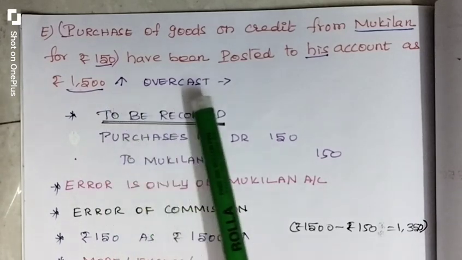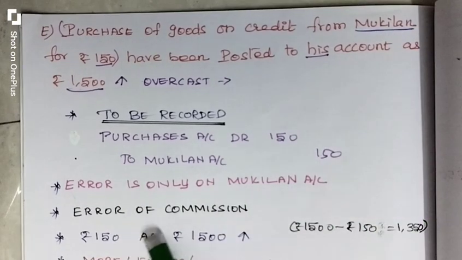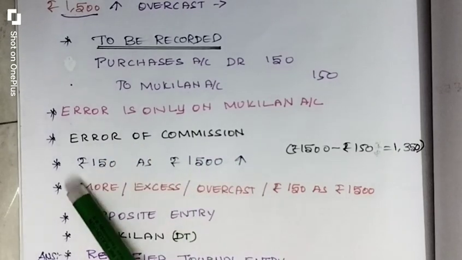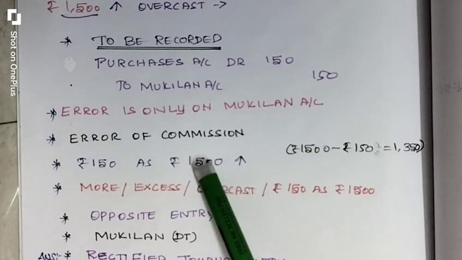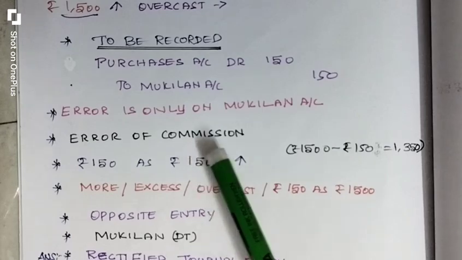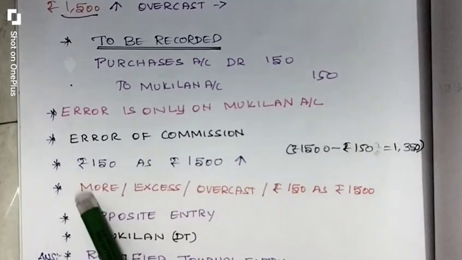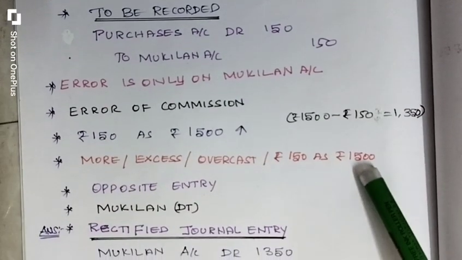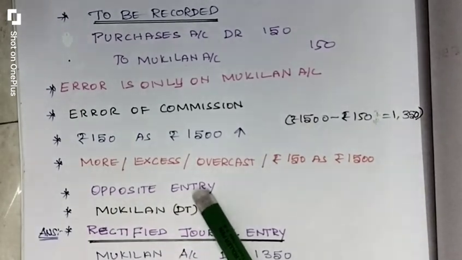So where is the error? The error is only on Mukilan account. This is called error of commission. Okay. So instead of 150 rupees, an accountant entered 1,500 rupees. Amount is the error, that is called error of commission. So amount increased, overcast. Okay. So whenever you see excess, overcast, instead of 150 rupees 1,500 has been entered, you should follow the opposite journal entry. What is meant by opposite journal entry?